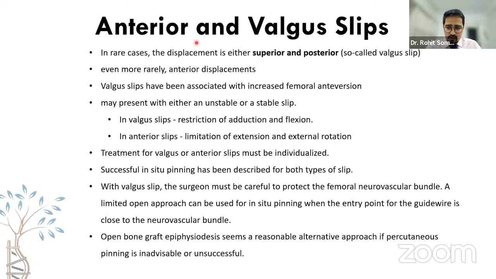Now, coming to the rarer things, the anterior and valgus slips. In rare cases, the displacement is either superior or posterior, the so-called valgus hips. And even more rarely, the neck can go only anteriorly. They may present with either a stable or unstable hip, like is seen in the typical SCFE. In valgus hips, there is restriction of abduction, adduction and flexion. And in anterior slips, there is limitation of extension and external rotation. The treatment for these valgus or anterior slips is highly individualized. In situ pinning has been described, but it varies from surgeon to surgeon. Open bone graft epiphyseodesis still comes back as a savior, an alternate reasonable approach if percutaneous pinning is inadvisable or unsuccessful.